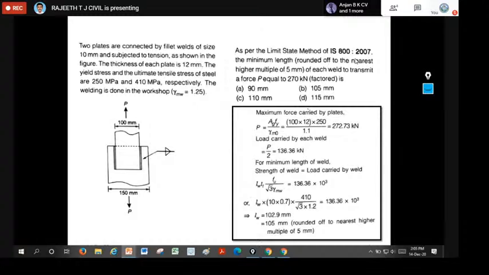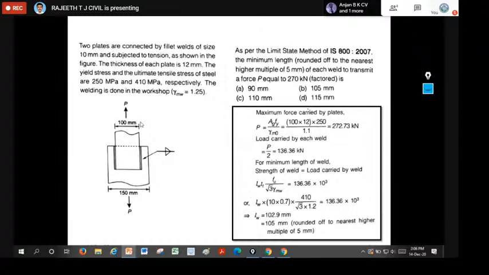Otherwise, if they have not given any information about the load, that is the P value, we can apply the maximum load that can be carried by the plate. The maximum load carried by the solid plate is the formula: load P equal to AgFy by gamma m naught. Instead of that, you can take 270. If this information is not given, and they say the weld is to be provided for the full strength of the plate, then you can take P equal to AgFy by gamma m naught. Here we have calculated that value. Ag is the gross area of the top plate, 100 into 12 millimeter, into 250, the yield strength Fy. Gamma m naught is the yielding partial safety factor, 1.10. We get 272 kilonewton.